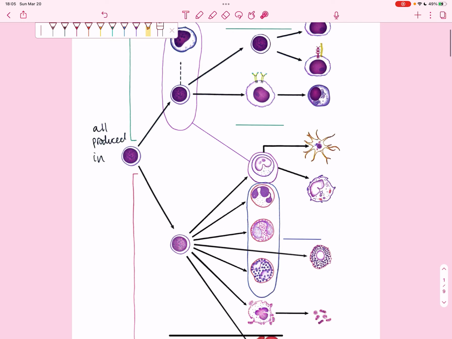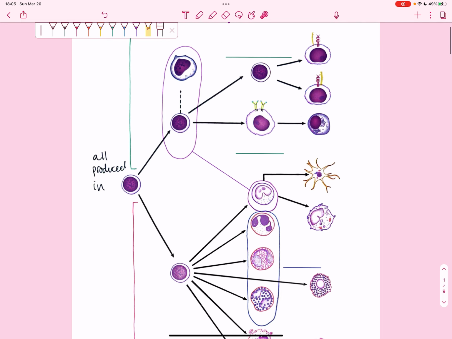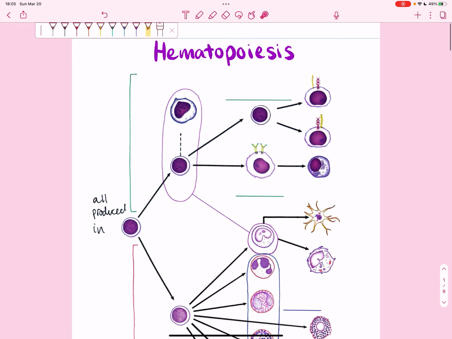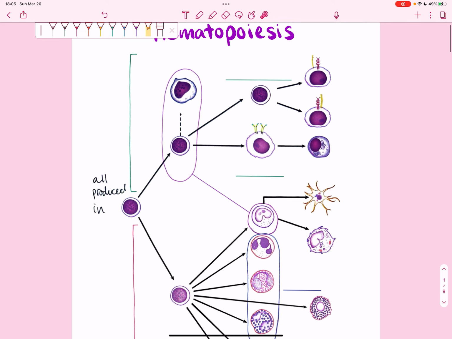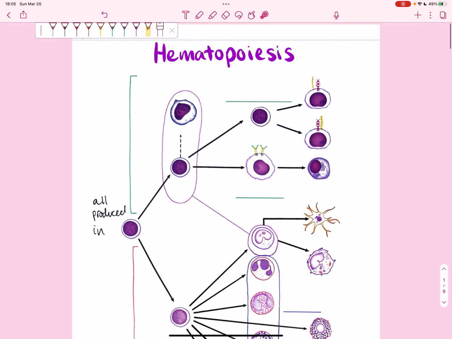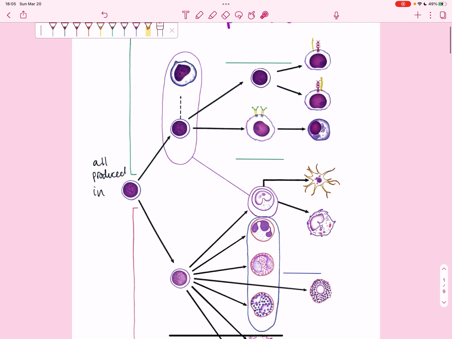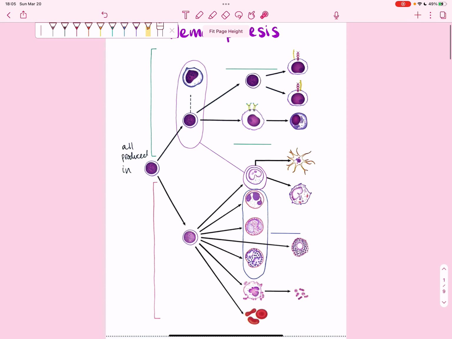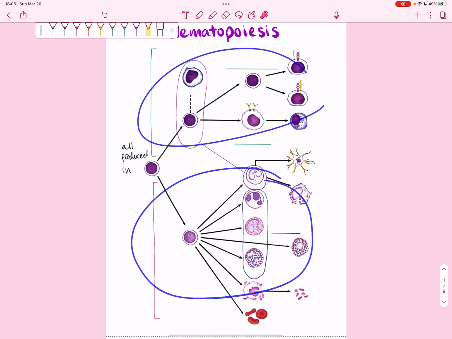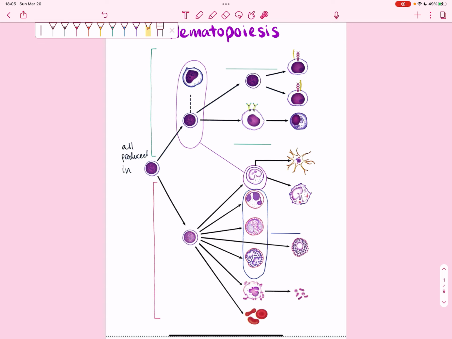So here I have this diagram, a whole bunch of different cells. This is depicting hematopoiesis, which basically just means white blood cell differentiation. So we're going to go through and label all of this from start to finish. And then we'll delve deeper into the two halves of the immune system, since you can see that these are divided into two halves.